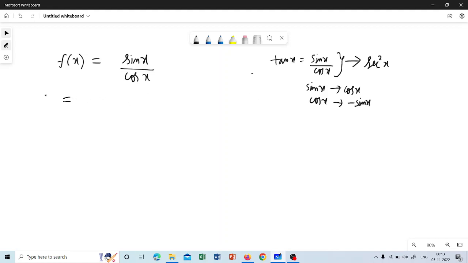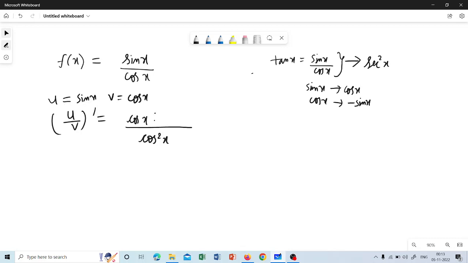Now using the u by v method, u is equal to sin x and v is equal to cos x. So u by v whole prime, where prime implies the first derivative, is equal to, first I take v square, which is cos x whole square. Then I multiply with v, cos x, into u dash, which is the differentiation of sin x, cos x. So into cos x minus, and it is always advisable to put the bracket, I multiply with u, sin x, and the differentiation of v, cos x, which is minus sin x.